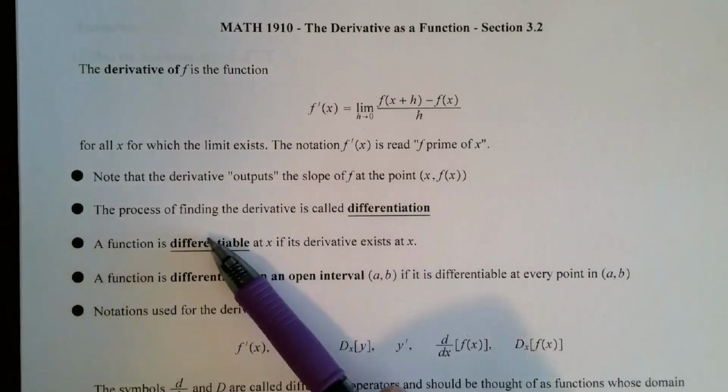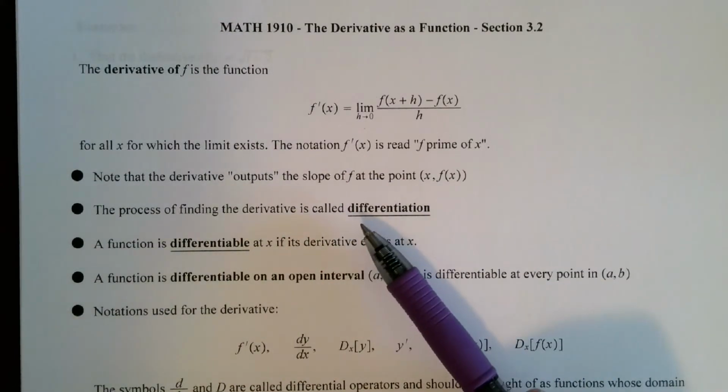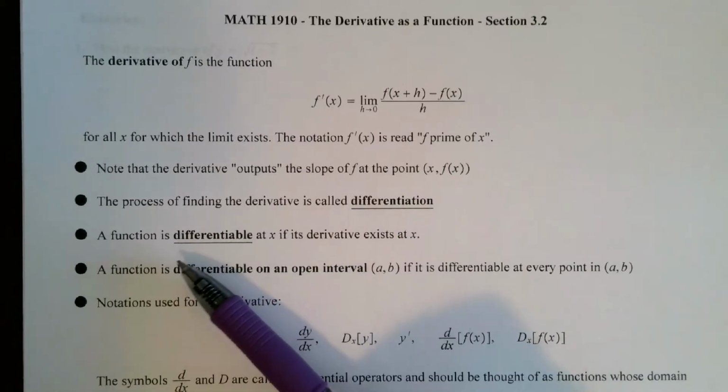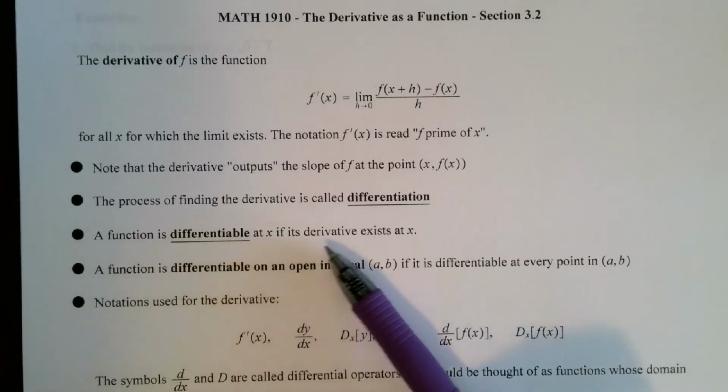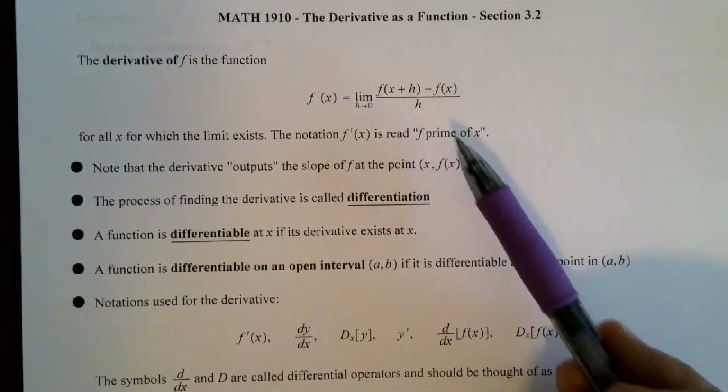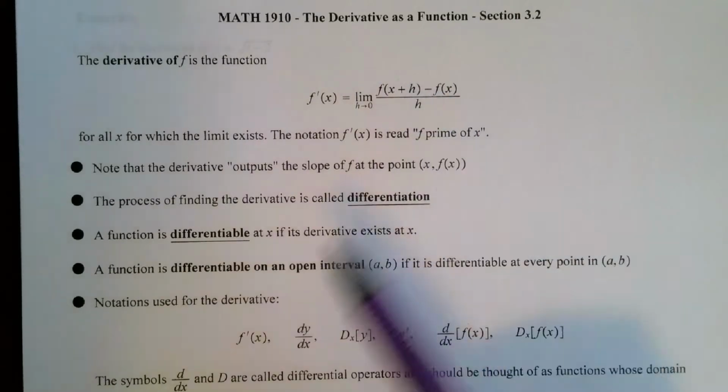The process of finding a derivative is called differentiation. So this is the term we use. In fact, this calculus we are now doing is sometimes referred to as differential calculus. Now, a function is said to be differentiable at x if its derivative exists at x. In other words, provided this limit exists at x.